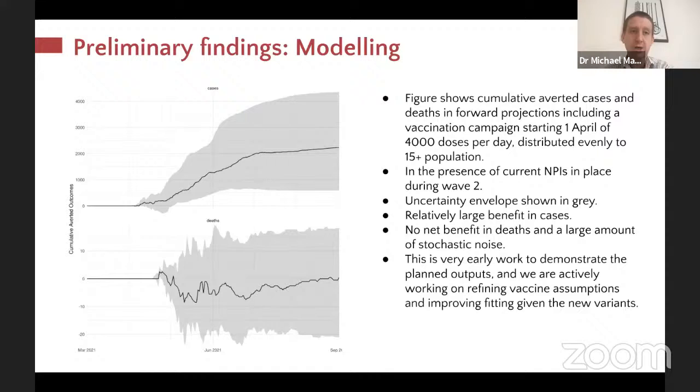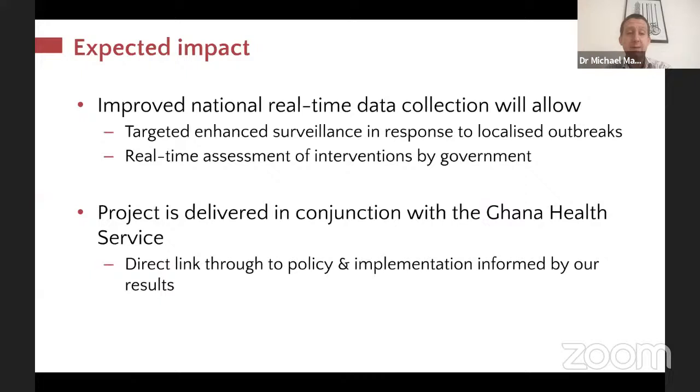So in summary, I guess we hope that we'll get improved national real-time data collection to target enhanced surveillance in response to localized outbreaks and provide close to real-time assessment of interventions by government, or at least assist the government in understanding to what extent different non-pharmaceutical interventions and eventually vaccination are having an effect.